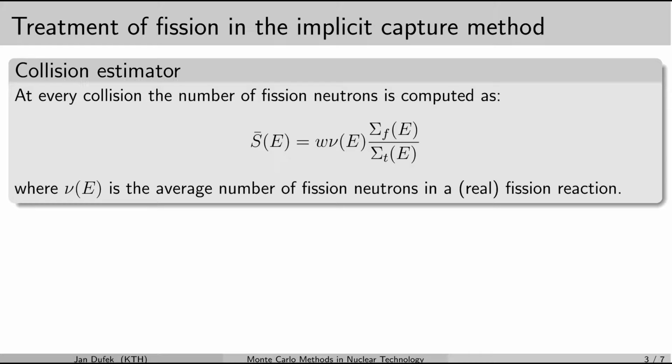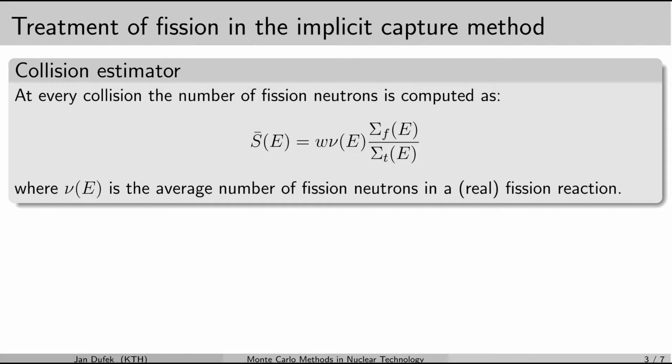One of them is called collision estimator, and it's fairly straightforward. As you can see, the collision estimator takes the probability that a fission reaction occurs in the collision point. So that is this ratio of the fission to the total cross-section for the specific nuclide that was selected. And this probability is then multiplied by the average number of fission neutrons. So this is an experimentally measured number. For uranium-235, it's approximately equal to 2.45.